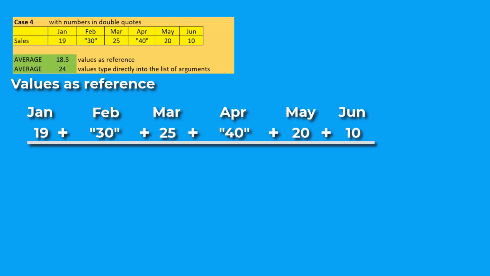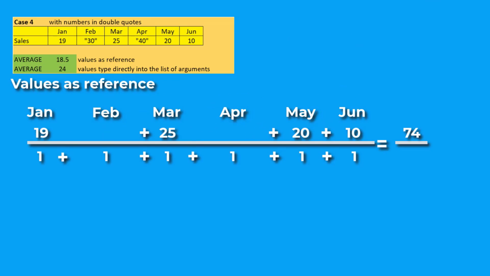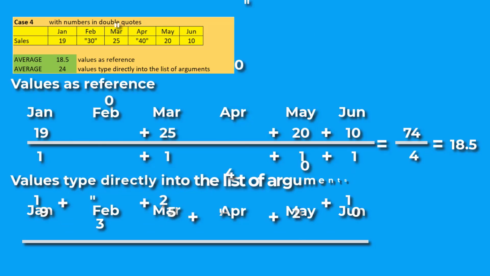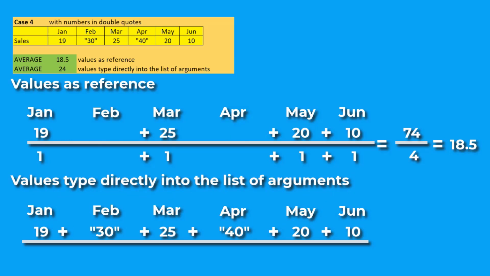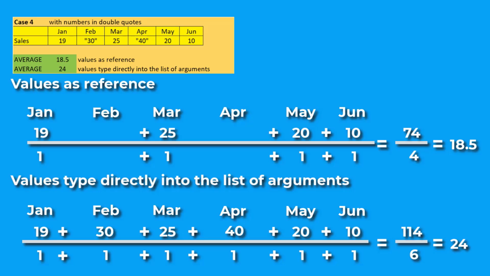As usual, the first method will simply ignore any text values and not add them. Those cells that have text values are again not counted. This gives a result of 18.5. In the second method, 30 in double quotes is considered as an actual number 30. The same thing also happens to 40 in double quotes. Both of them are added with other numbers, resulting in a higher sum of 114. Both of them are counted as observations, resulting in a higher count of 6. The result is an average of 24.